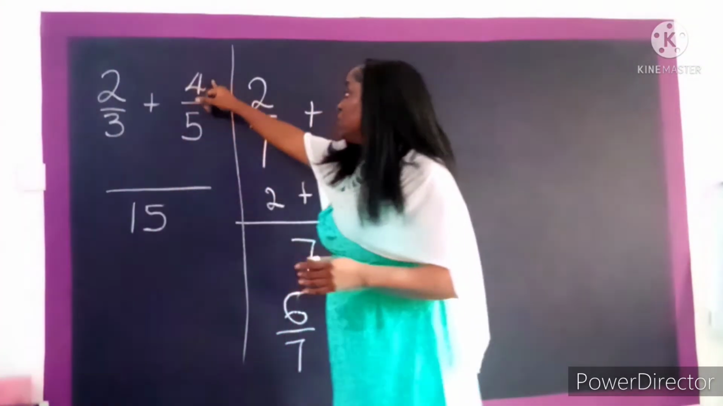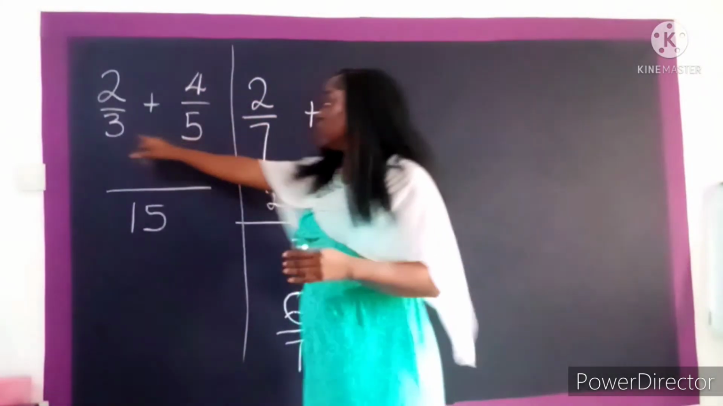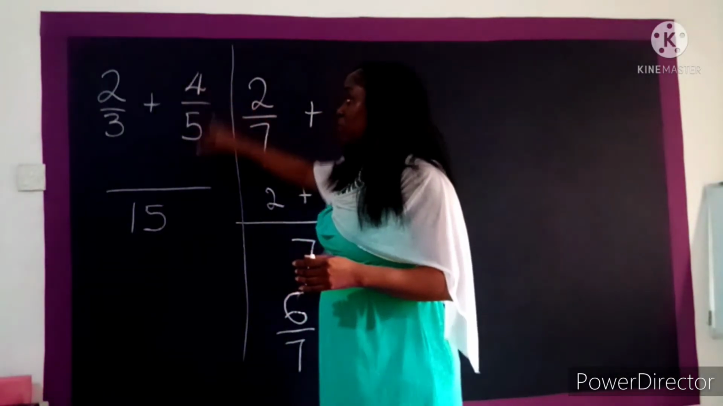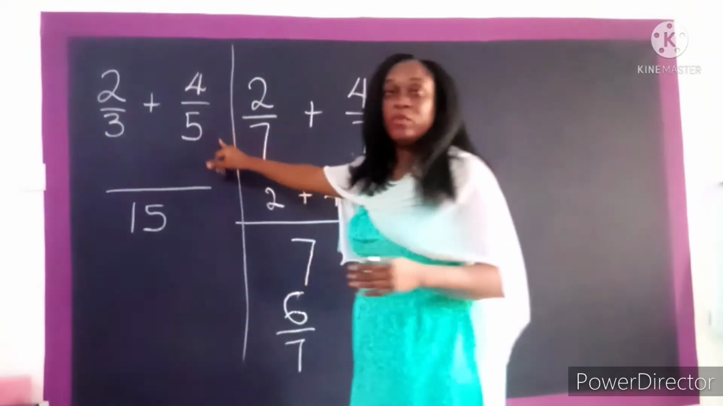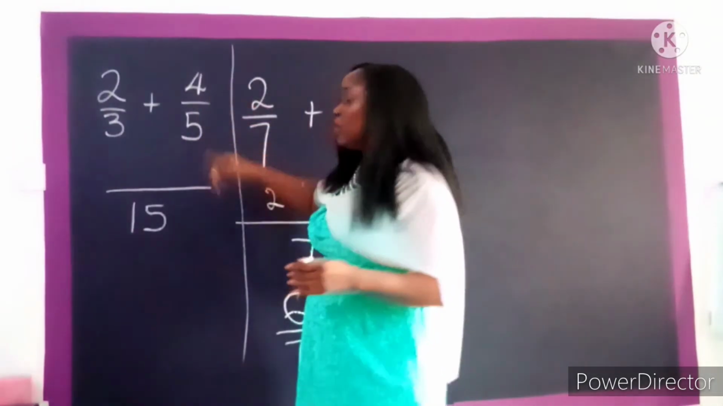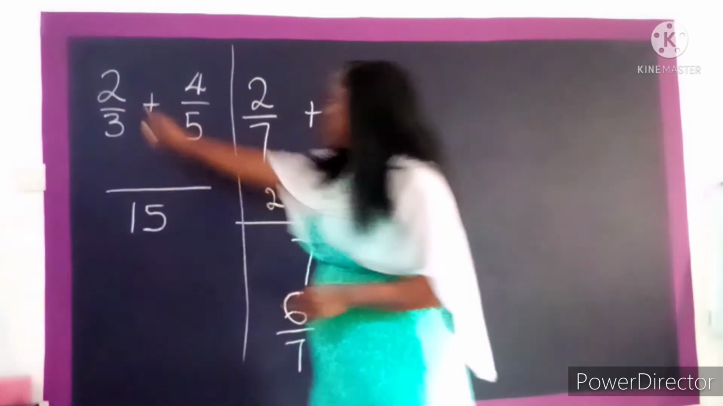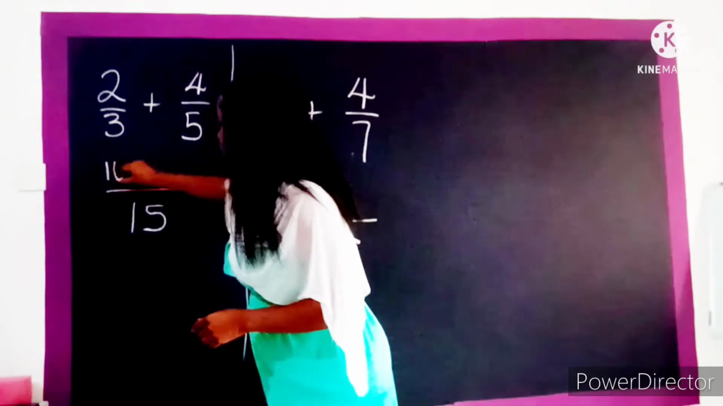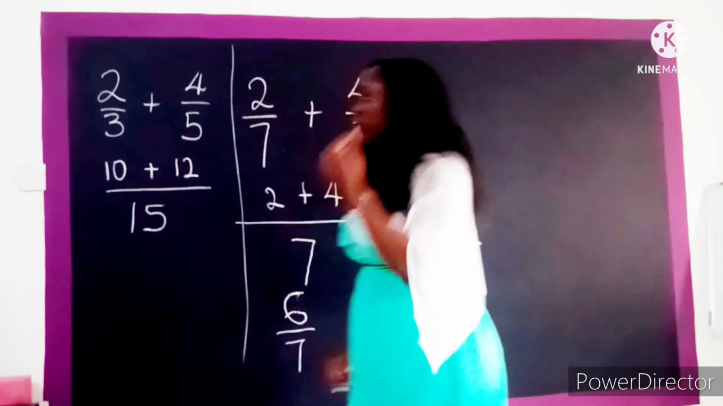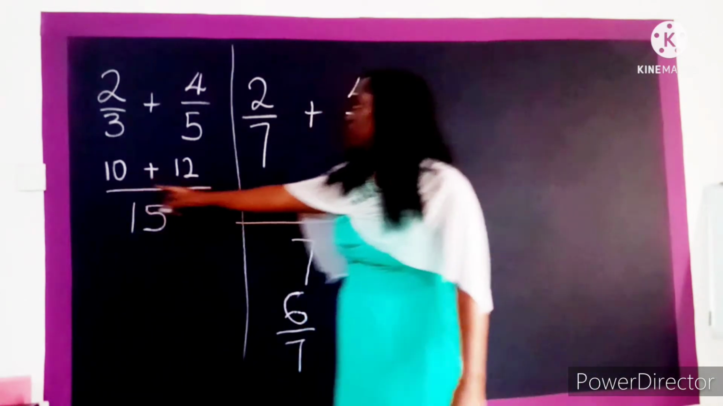Okay? While this already, if I want to make it an equivalent of 15 also to match with this will be what? Times 3, right? 5 times 3 will be what? 15. 4 times 3 will be what? 12. So it will be 12 over 15. Okay? So this will be 10, while this will be 12.